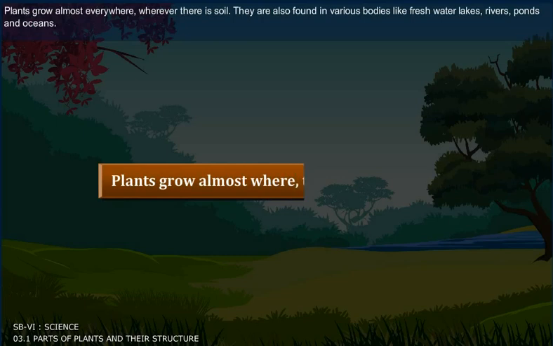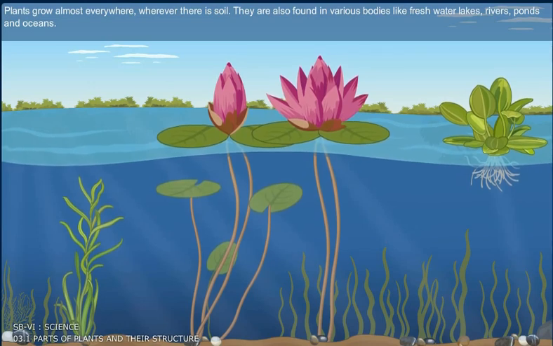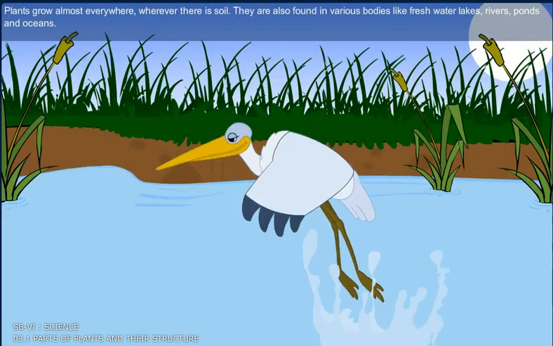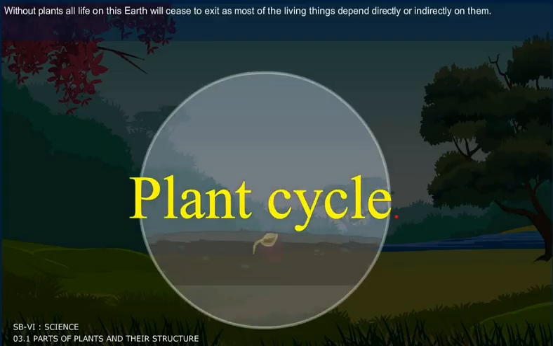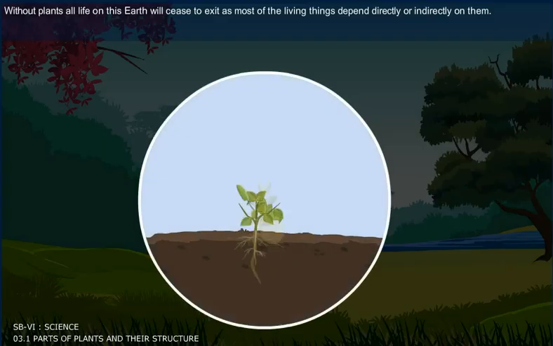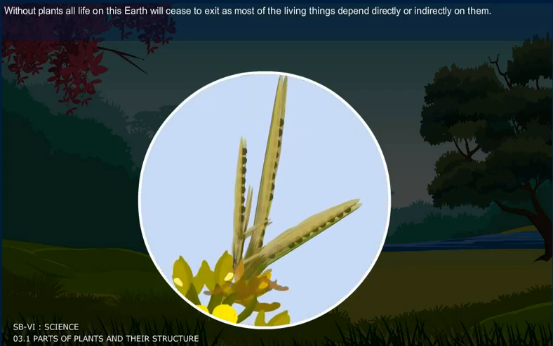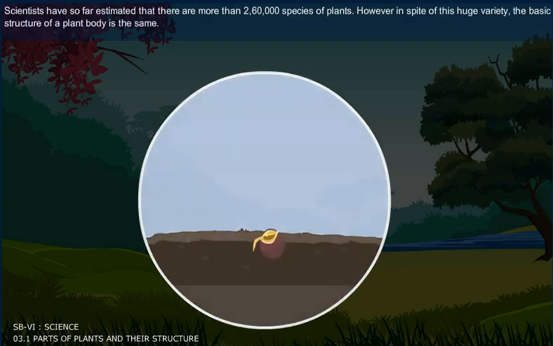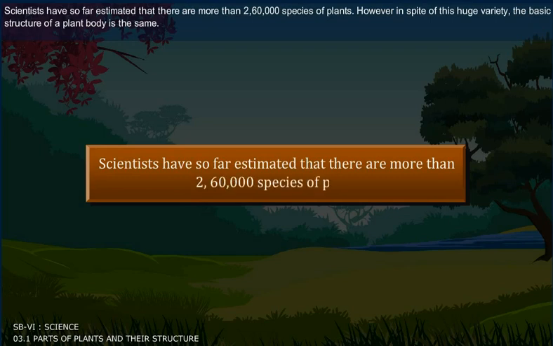Plants grow almost everywhere, wherever there is soil. They are also found in various bodies like freshwater lakes, rivers, ponds, and oceans. Without plants, all life on this earth will cease to exist, as most of the living things depend directly or indirectly on them. Scientists have so far estimated that there are more than 260,000 species of plants.